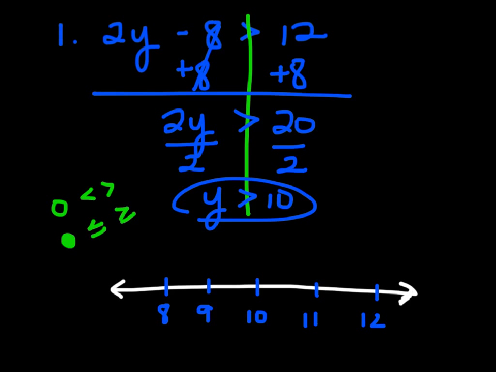This one, since it doesn't include the 10, it's going to be an open circle at 10, and then we want to decide which way we're going to shade. So since it's greater than, we're going to shade to the right towards the 11 and 12 to show that it has to be a number greater than 10.